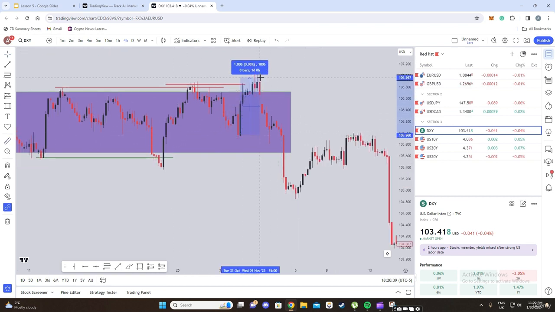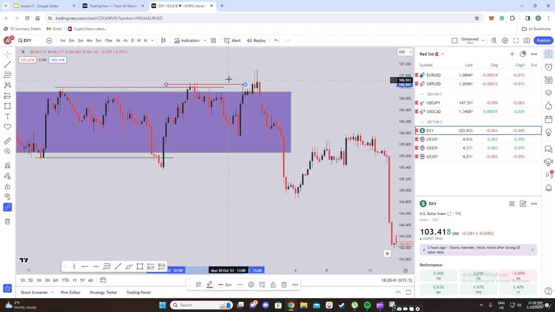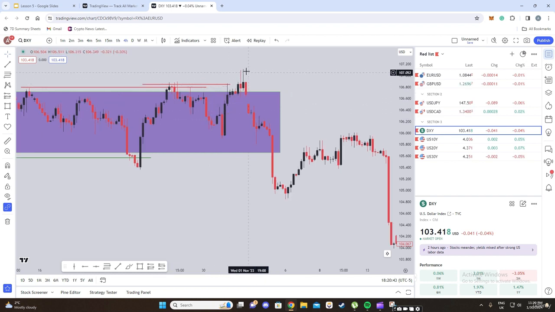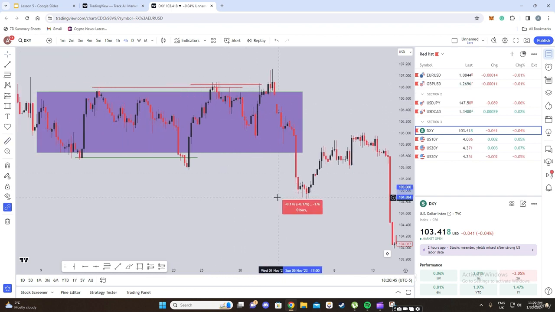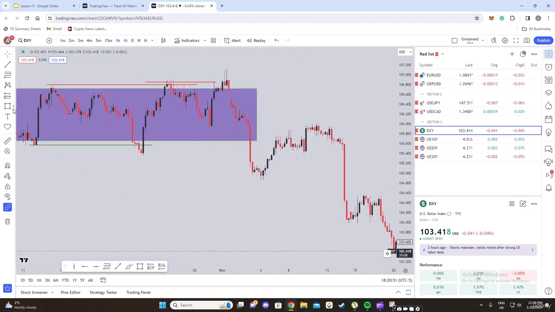So price did that exactly, took out this buy side liquidity before trading all the way lower with a strong move, taking out this swing low and this swing low, giving us our bearish shift in market structure.